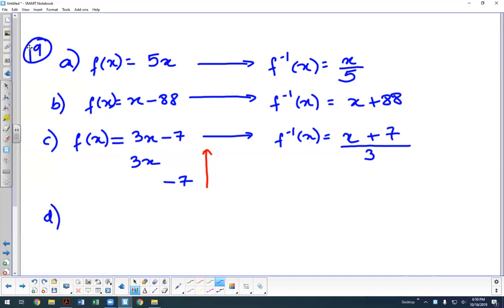Okay, let's try with this guy. f of x equals 4 minus 3x. I actually don't like the way it's written. I prefer having my x values first. So I actually bring the negative 3x in the front and the plus 4 at the end.